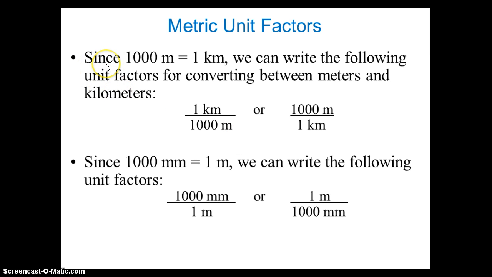So what are the unit factors for those? If we have 1000 meters equals 1 kilometer, then we can write the following unit factors for converting between meters and kilometers. We can write it 2 ways: 1 kilometer divided by 1000 meters, or 1000 meters divided by 1 kilometer. Since we have 1000 millimeters in 1 meter, we can write the following unit factors: 1000 millimeters divided by 1 meter, or 1 meter divided by 1000 millimeters.